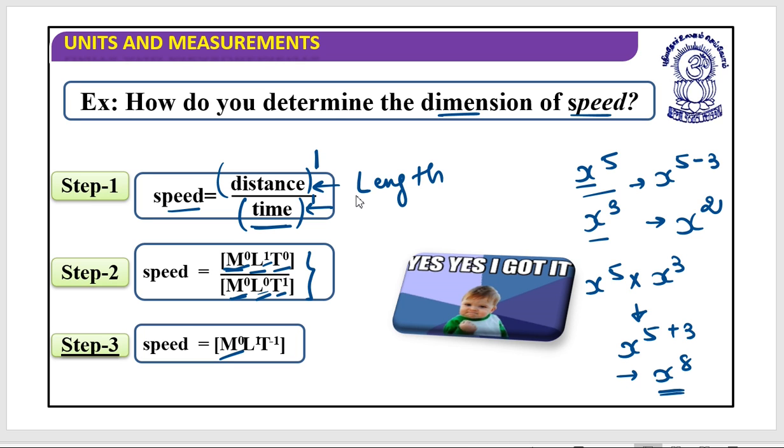So now we know this is m to the power 0, l to the power 1 minus 0, t to the power 0 minus 1. So this is m0 l1 t minus 1. This is m0 l1 t minus 1. It is the dimensional formula of the physical quantity speed. Clear? Okay, let's move on.